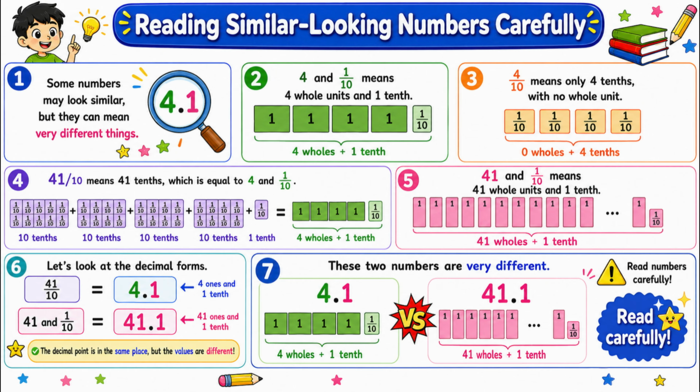Reading similar-looking numbers carefully. Some numbers may look similar, but they can mean very different things. For example, 4 and 1 over 10 means 4 whole units and 1/10. 4 over 10 means only 4/10, with no whole unit. 41 over 10 means 41/10, which is equal to 4 and 1/10. But 41 and 1 over 10 means 41 whole units and 1/10. So 41 over 10 is equal to 4.1. But 41 and 1 over 10 is equal to 41.1. These two numbers are very different.